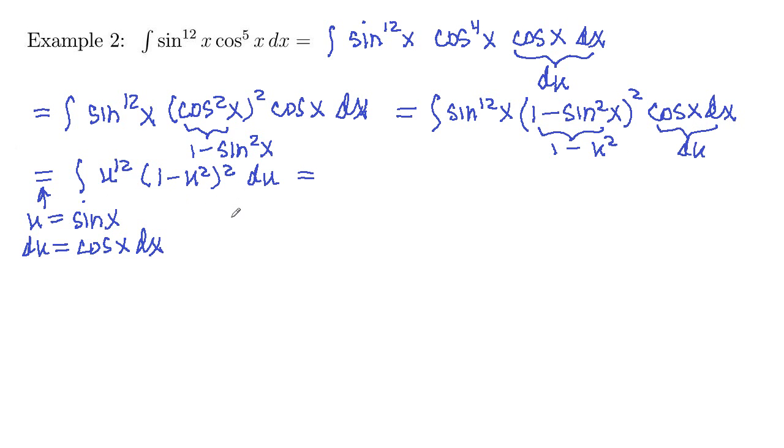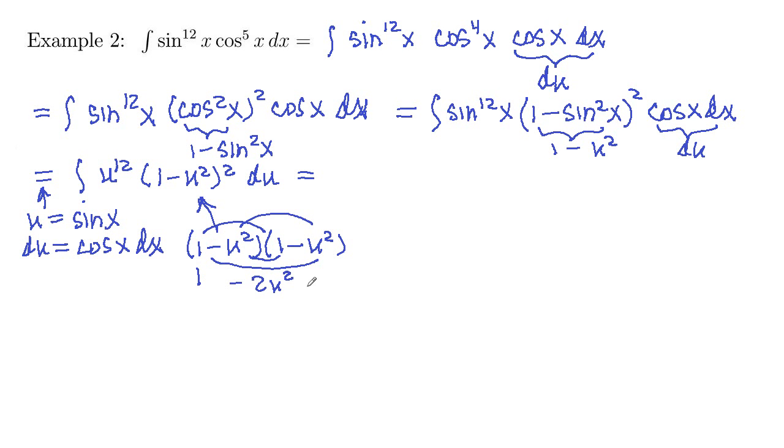So now, no more trig functions. This is just polynomial. We do need to multiply this out. So that is 1 minus u squared times 1 minus u squared. So let's go ahead and FOIL that out. So first terms, 1. Outer terms, minus u squared. Inner terms, minus u squared. So minus 2u squared. And then last terms, plus u to the 4th. So this will become integral u to the 12th times this 1 minus 2u squared plus u to the 4th, and then du.